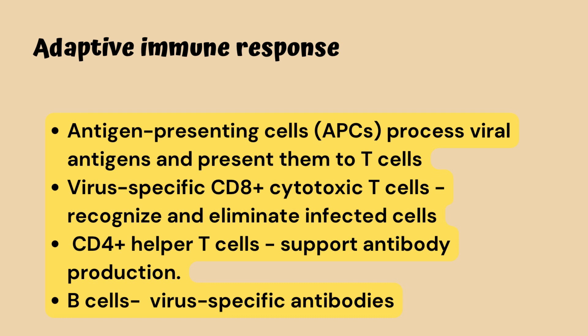Antigen-presenting cells such as macrophages and dendritic cells process viral antigens and present them to T cells, initiating an adaptive immune response. Virus-specific CD8 cytotoxic T cells recognize and eliminate infected cells, while CD4 helper T cells provide support for antibody production. B cells are activated to produce virus-specific antibodies. These antibodies target viral surface glycoproteins, hemagglutinin and neuraminidase.